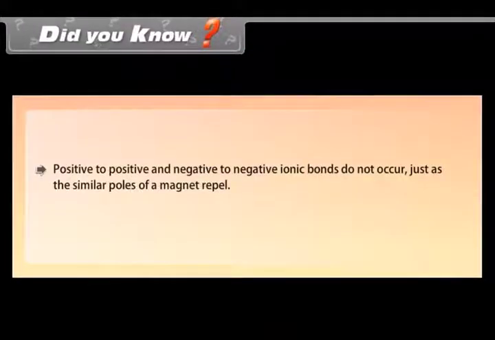Did you know? Positive to positive and negative to negative ionic bonds do not occur, just as the similar poles of a magnet repel.